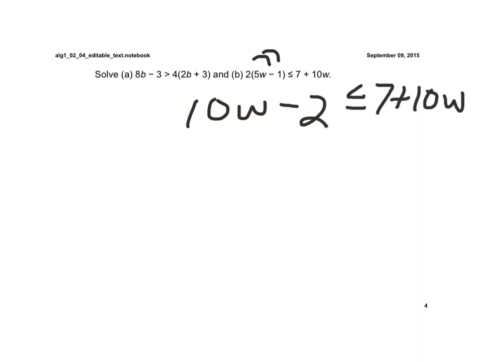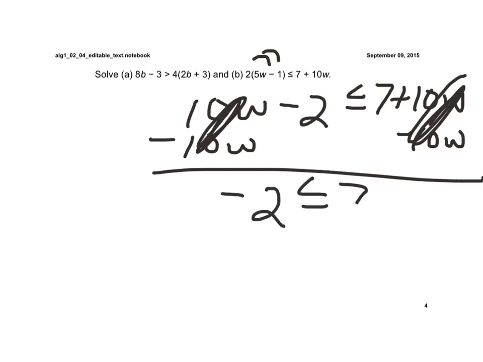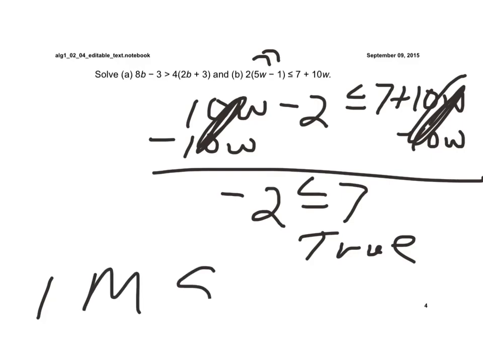And when I go to solve this and I subtract the 10w from each side, whoops, it happens again. These cancel out. This time I'm left with negative 2 is less than or equal to 7. Well, negative 2 is less than 7, so this is always true. So when the variables eliminate and you're left with a true statement, then your answer is infinitely many solutions.